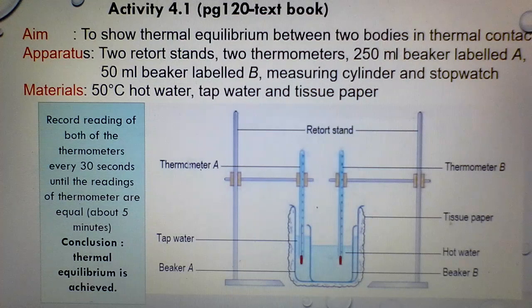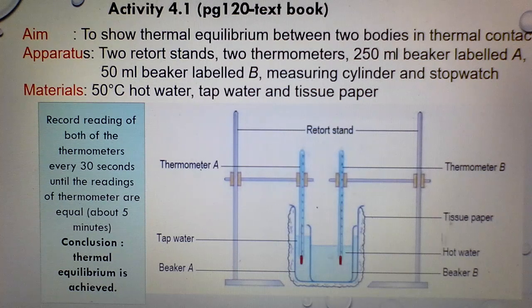Okay, now you can refer to your textbook on page 120. That's Activity 4.1 to show thermal equilibrium between two bodies in thermal contact. The apparatus needed: 2 retort stands, as you can see from the diagram, 2 thermometers, a 250 milliliter beaker labelled A, a 50 milliliter beaker labelled B, a measuring cylinder and a stopwatch.